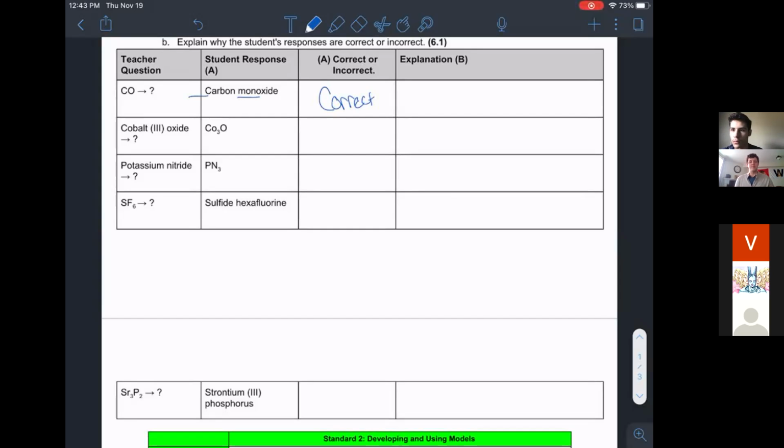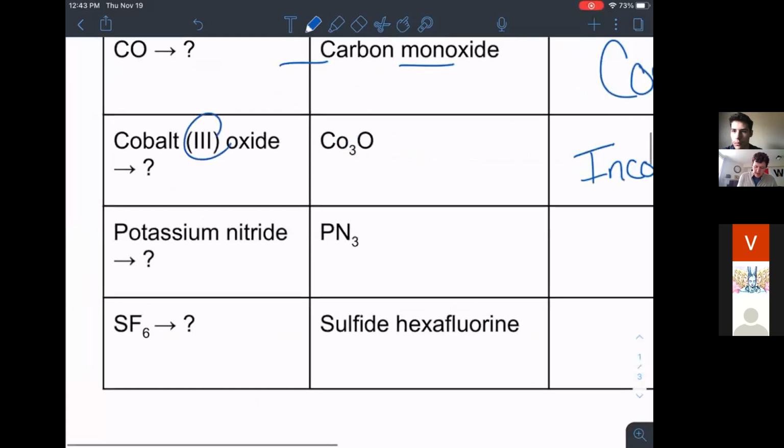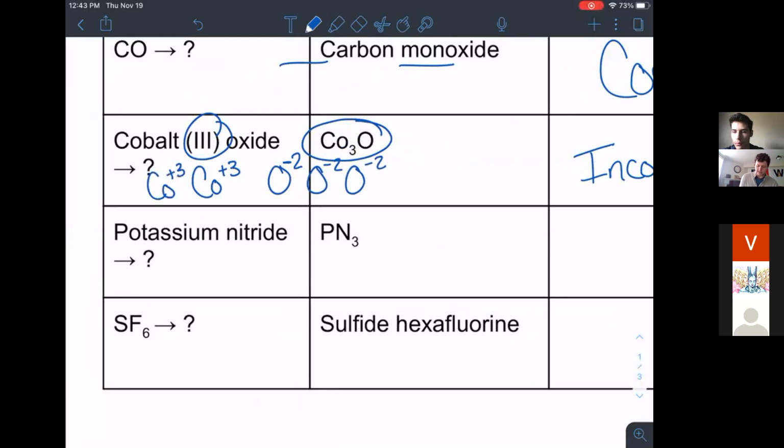The second one, the question was about cobalt-3 oxide. This one is going to be incorrect because that 3 tells us we have a cobalt with a +3 charge, or 3 valence electrons that cobalt is willing to lose. Oxygen always has the same charge at -2, or it's gaining 2 electrons, which means this does not create our compound, because we would need 3 oxygens and 2 cobalts with a +3 charge in order to have our charges add up to 0. So it should have been Co2O3.